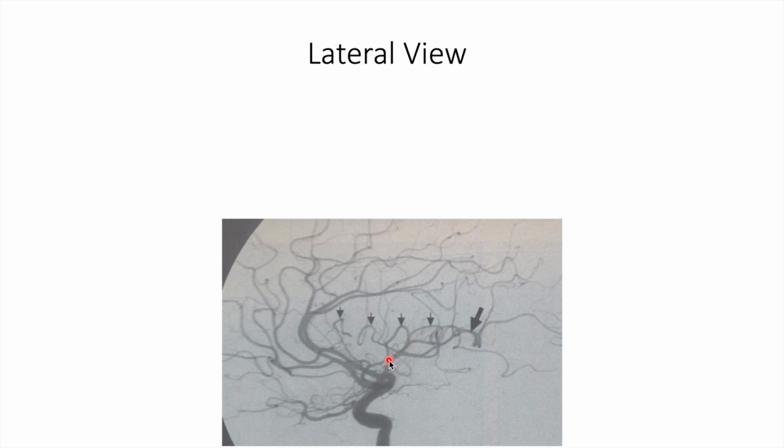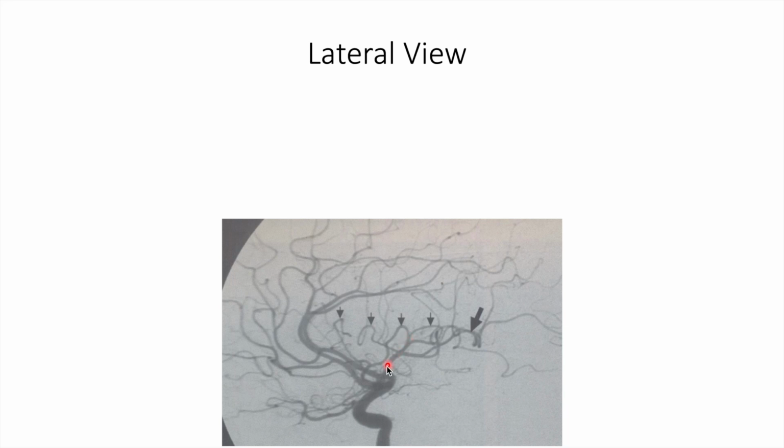of the M2. The M2 usually has two divisions, but it can have three also. So the superior division and the inferior division. The inferior division usually is the bigger one, and that is what we target and try to take our wire into for doing all the procedure.